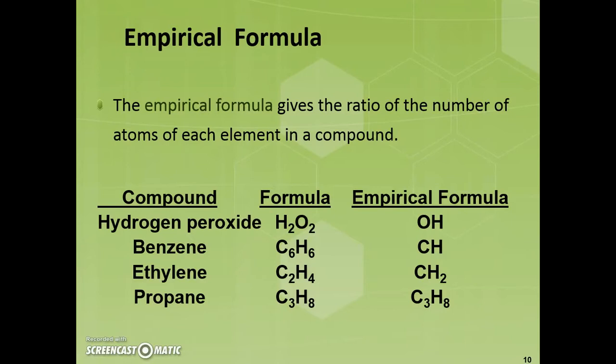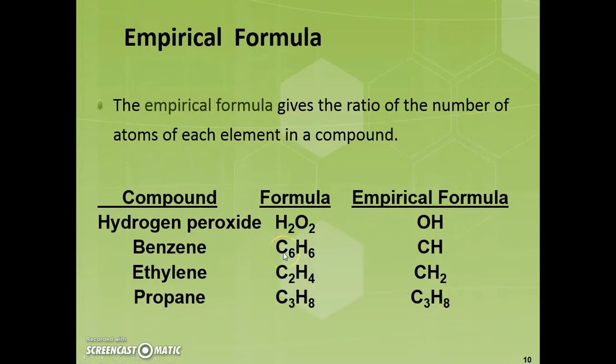Okay, so some examples. If we take hydrogen peroxide, the formula is H2O2. Obviously, this isn't the simplest ratio. 2 to 2 can be simplified to 1 to 1, or OH. So our molecular formula is H2O2. Our empirical formula is OH.